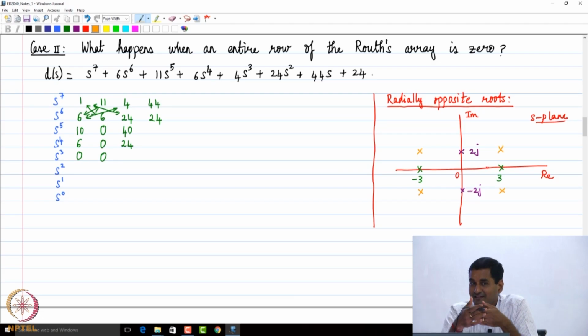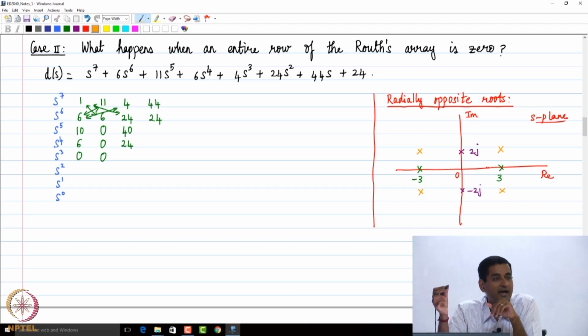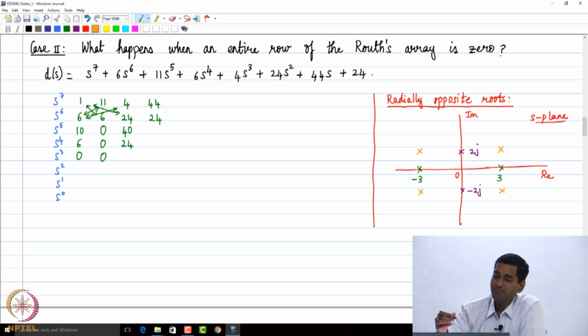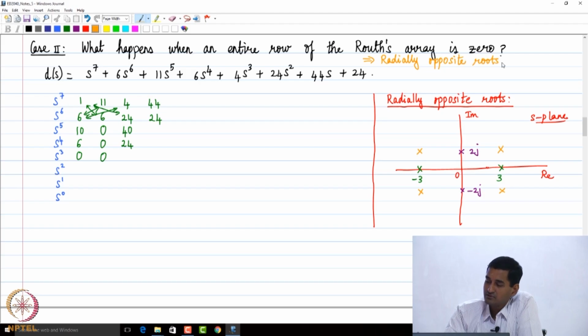Now, when an entire row of the Routh's array happens to be 0, that implies that the polynomial is going to have radially opposite roots. Which of these patterns we are going to evaluate using the Routh's array. Is it clear what the implication is? Let me restate it once again. If the entire row happens to be 0, this implies that we are going to have radially opposite roots.